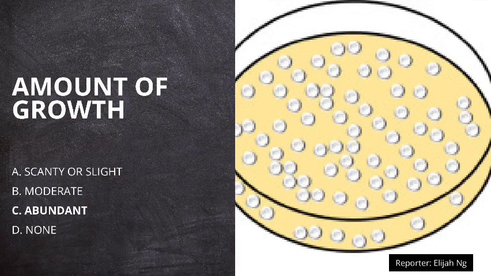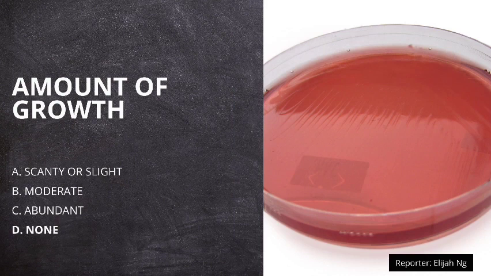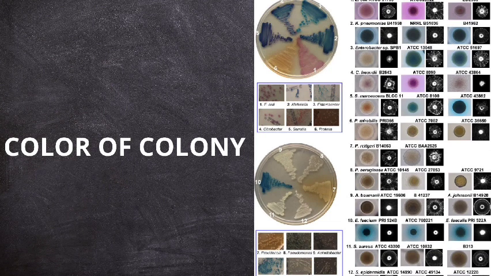And the fourth one is none or complete, which is completely no growth. So the second part is the color of colony. Now, in agar slants, there are a lot of colors. Usually it's yellow, pink, purple, or red, and this is caused by pigmentation. Many bacteria produce intracellular pigments, which cause their colonies to appear a distinct color. So a lot of different bacteria yield different colors.